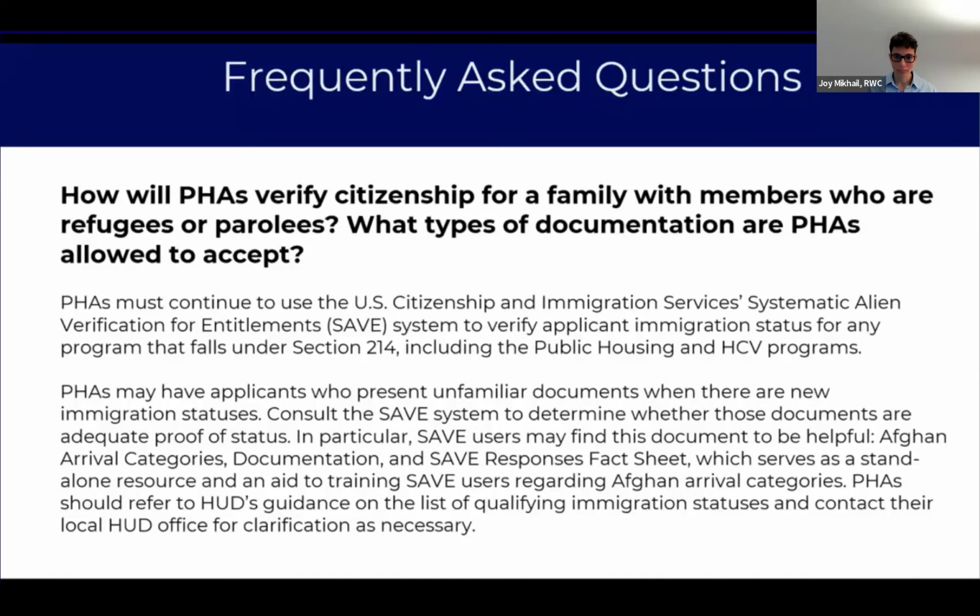PHAs must continue to use the U.S. Citizenship and Immigration Service Systematic Alien Verification for Entitlements, which is known as the SAVE system, to verify applicant immigration status for any program that falls under Section 214, including public housing and housing choice voucher programs. If you have any additional questions about documentation, I highly recommend you contact your local housing authority and speak to someone in the program to address what type of documentation is required to start the application process for both programs, public housing and the housing choice voucher. So this is just an overview of HUD's response.